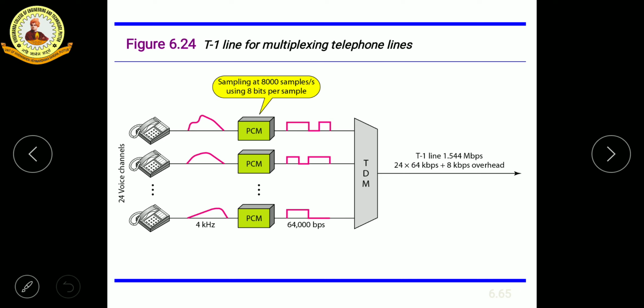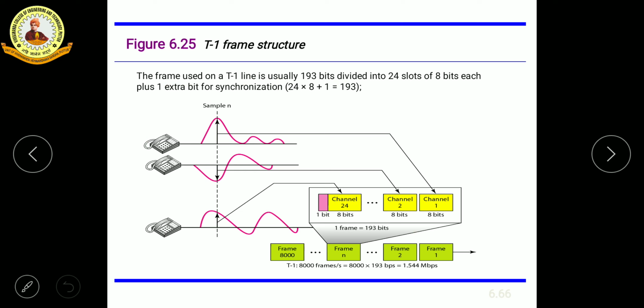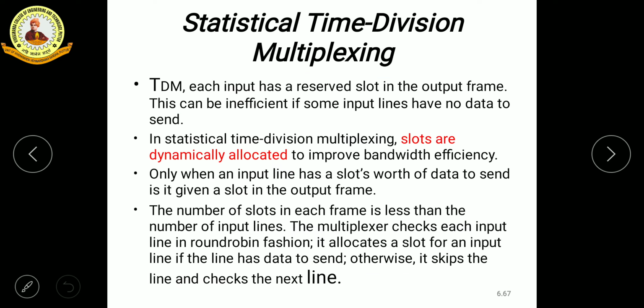Then this is a T1 line for multiplexing telephone lines. There are 24 voice channels. We have pulse code modulation and time division multiplexing. So we have converted 24 lines and made a T1 line. This is how multiplexing is achieved in telephone exchanges. This is a frame structure that is not so important for you. Then comes the next concept, statistical time division multiplexing.